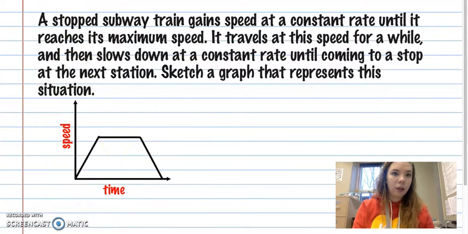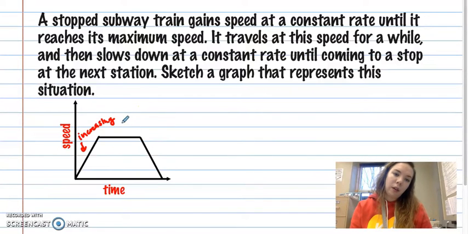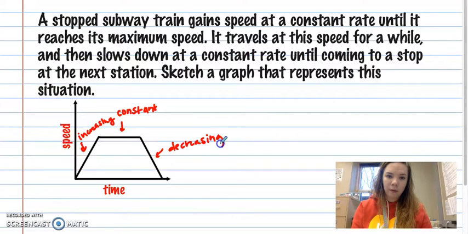Here in this section was increasing. This section was staying the same speed. We also call that staying constant. And then this section was decreasing. Okay, so you should have your graph on your paper.